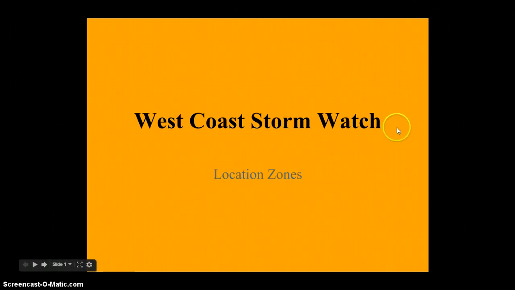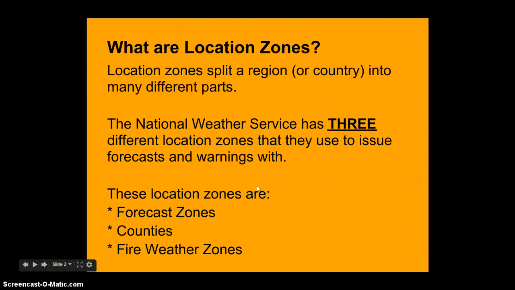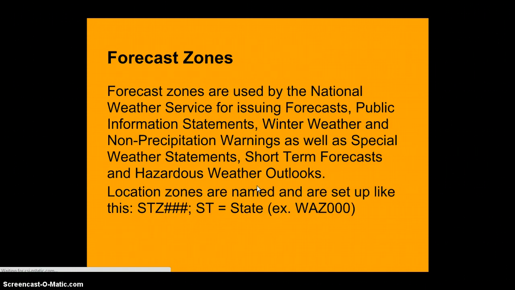I am going to talk to you guys today about location zones. What are location zones? Location zones split a region or county into many different parts. The National Weather Service has 3 different types of location zones they use to issue forecasts and warnings with. These location zones are forecasts, counties, and fire weather.